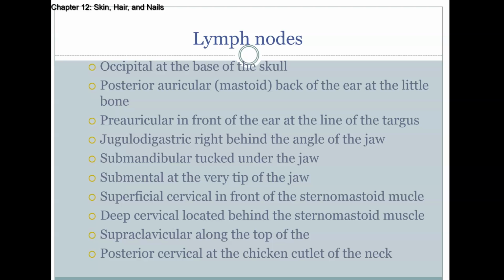The submental, which is at the very tip of the jaw. The superficial cervical, which is in front of the sternomastoid muscle, and then the deep cervical, located behind the sternomastoid muscle. You're going to do the supraclavicular, which is along the top of the clavicle, and then the posterior cervical at what they call the chicken cutlet of the neck.